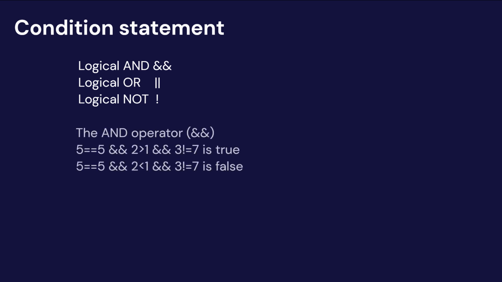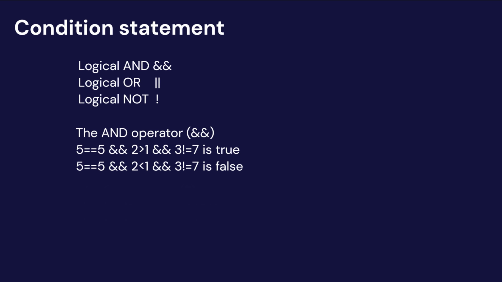The AND operator. Returns true if all conditions are met. 5 equals 5 and 2 greater than 1 and 3 is not equal to 7 is true. 5 equals 5 and 2 less than 1 and 3 is not equal to 7 is false as the second condition, 2 less than 1, is false.